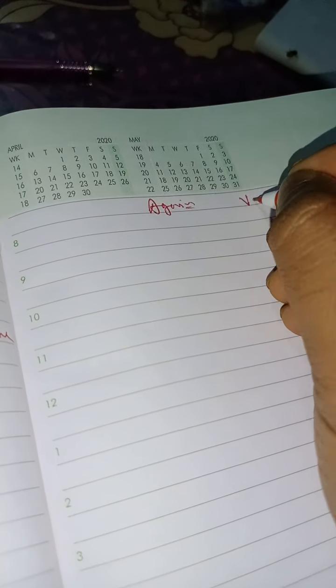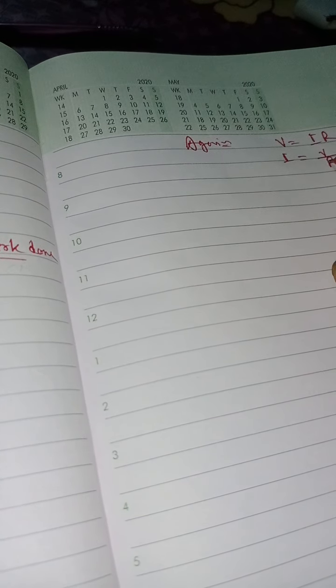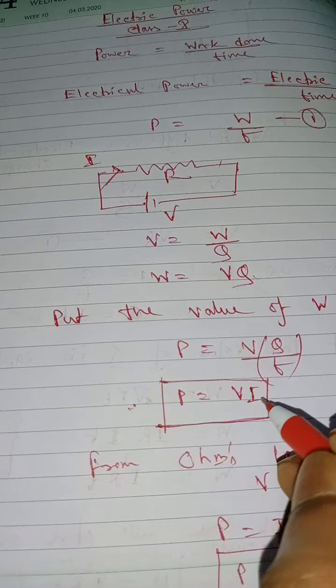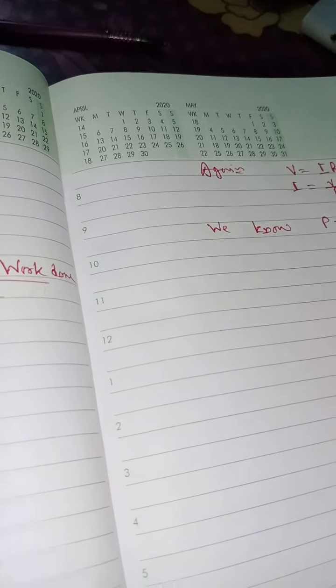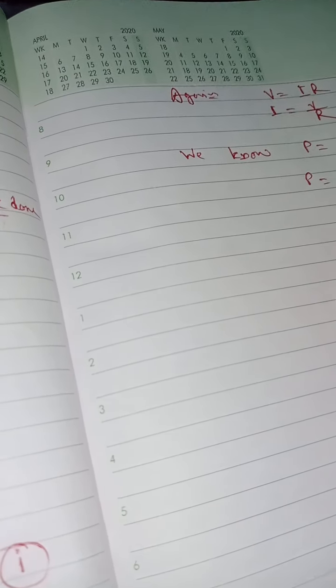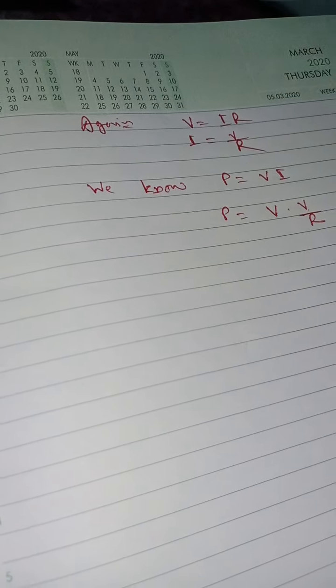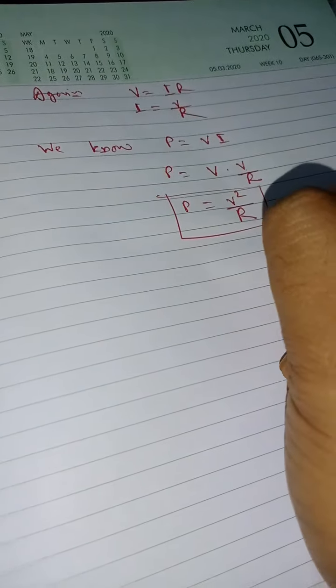Again, we know that V is equal to IR. So from here we can write I is equal to V by R. So in the equation P is equal to VI, at the place of I we put V by R. Then the equation will be P is equal to V square by R. This is another expression of power.